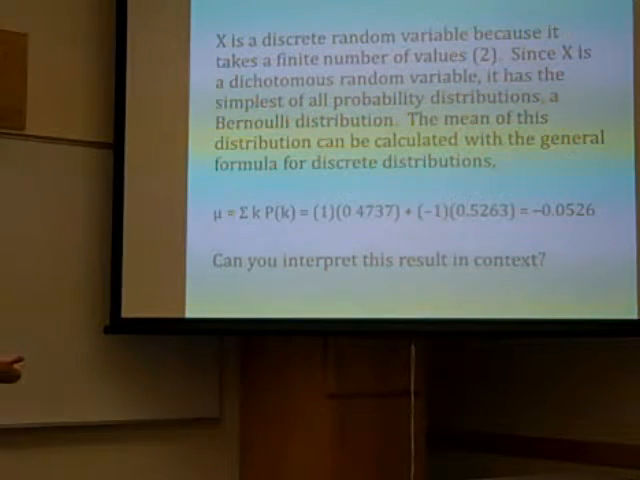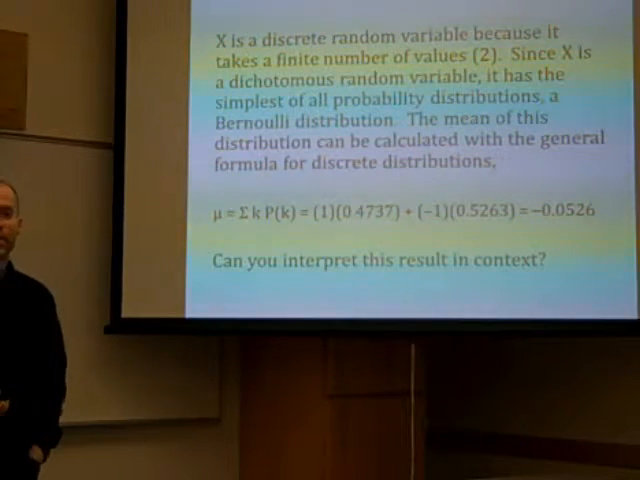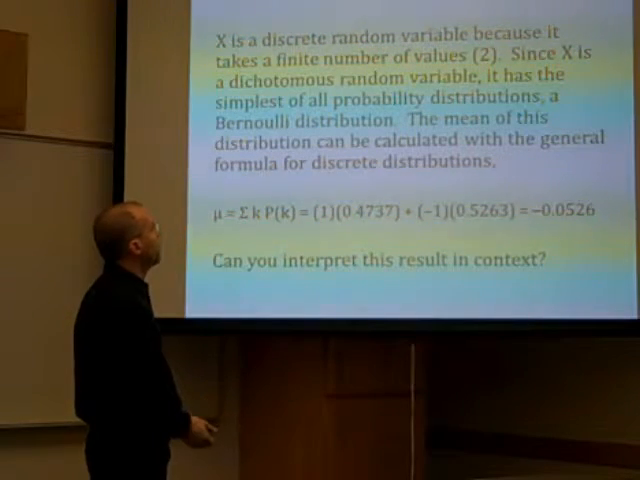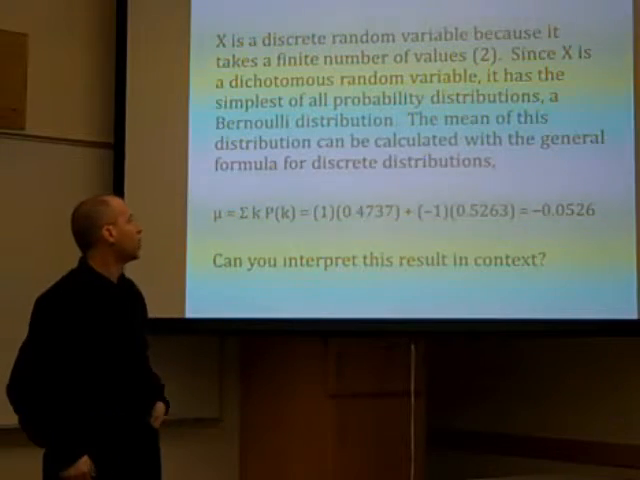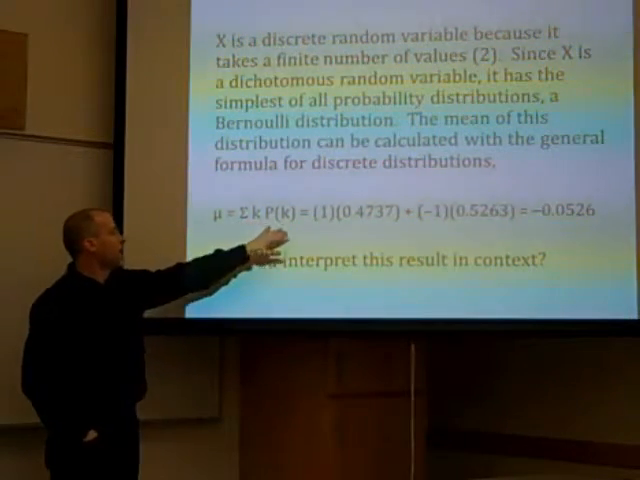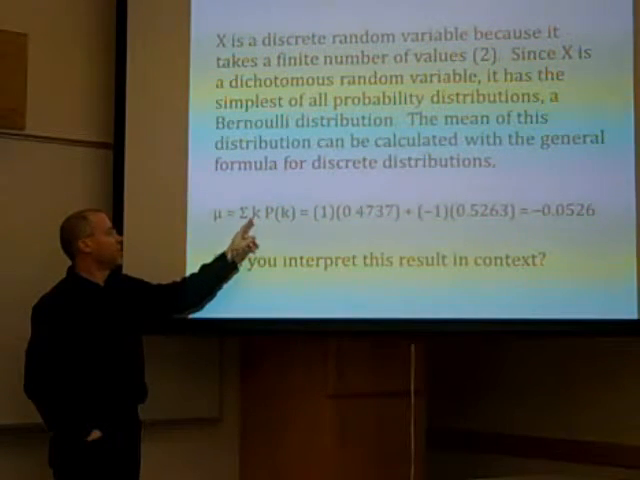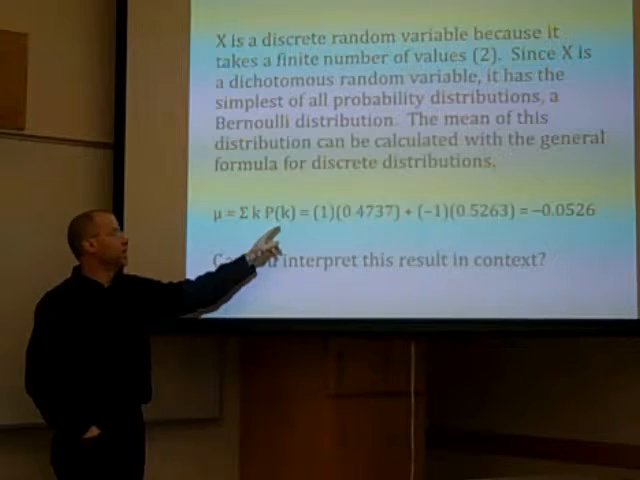Okay, so X, the example about the roulette wheel, that's a discrete random variable. It can only take 2 values. It's a dichotomous random variable, only 2 values. And the mean of the distribution could be calculated with this general formula that works for any discrete distribution. Here's the formula. It really is pretty simple. It just means add up the sum of all of the values. K is typically used for the specific values. In this case, it's just 1 and -1, times the probability of each.